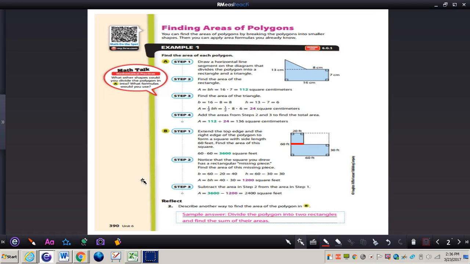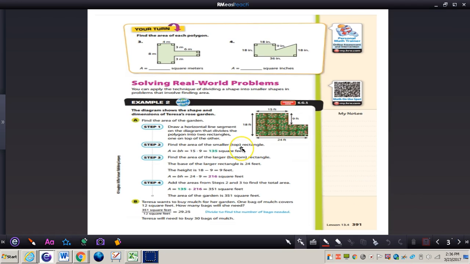Now let's take a look at the reflect question. It says divide, or what is another way to find the area of the polygon in B? Another way you can do that is divide the polygon into two rectangles. You can see I can draw my line right here. So we have two different rectangles, and we can find the sum of their area. So that'd be another way to do that as well. Kind of like we did with A, but we did a triangle and a rectangle without one.